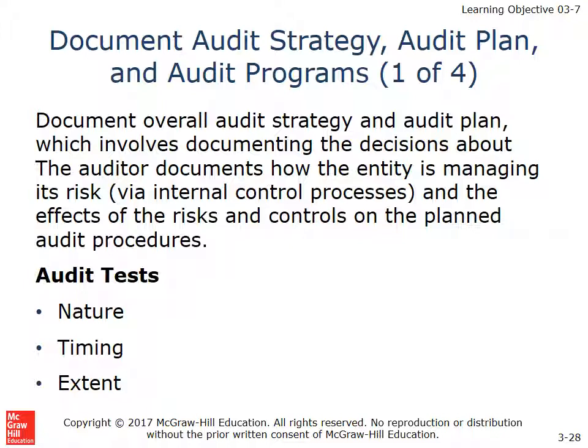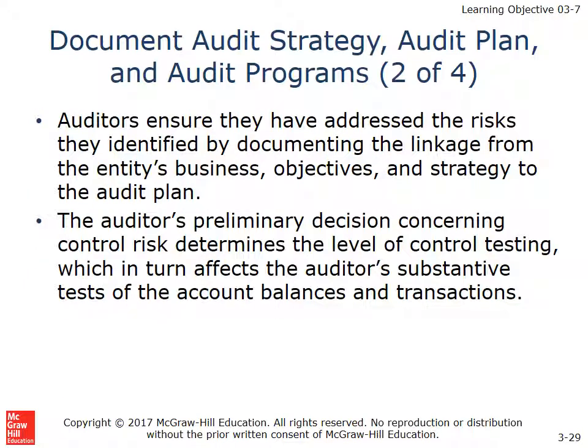And those items will define the nature, so what we have to do, when we have to do it, and how much we have to do. Nature, timing, and extent. This is all during the planning process. So auditors ensure they've addressed all that risk by documenting it and documenting the link from the entity's business, objectives, and strategy to the audit plan.